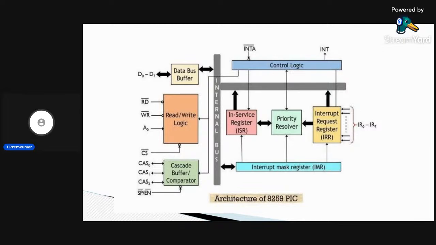In between the left side and the right side, you have the internal bus, and the data transfer from left to right takes place only within the internal bus system. On the left side, you have the data lines, D0 to D7. Next, the middle one is the read write logic, which consists of read operation and write operation, with the help of an address line, A0, and also a chip select called CS. The cascading buffer has three pins, CAS0, CAS1, CAS2, and also you have SP and EN enable. We'll see this in detail.